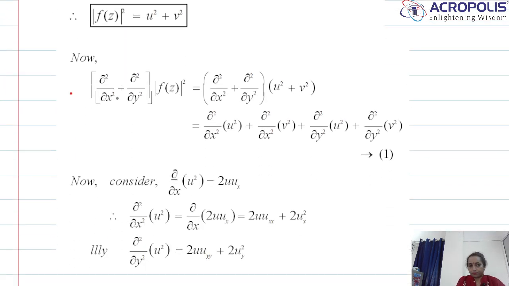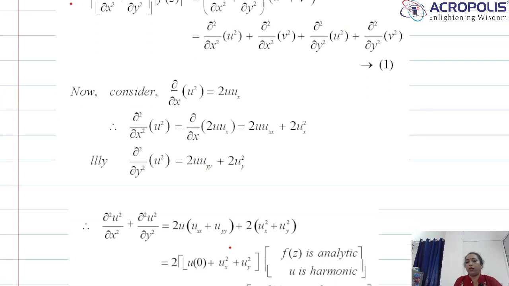Now again, we have to evaluate ∂²/∂x² + ∂²/∂y² of |f(z)|². So we put the value |f(z)|² = u² + v², and we differentiate this value. So ∂²/∂x² of u² plus ∂²/∂x² of v² plus ∂²/∂y² of u² and ∂²/∂y² of v². This is my equation number 1.